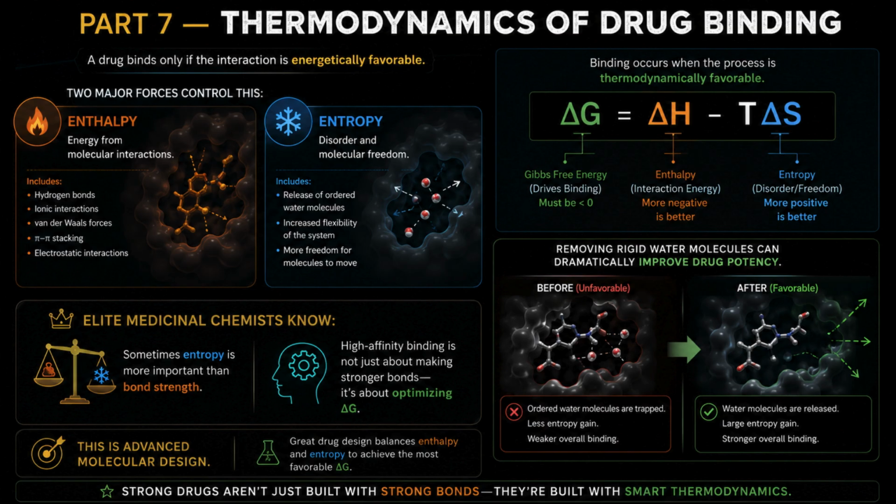Let's move to next. A drug only binds to a target if the interaction is energetically favorable. Two major forces control this process: enthalpy and entropy. Enthalpy comes from molecular interactions like hydrogen bonds and electrostatic forces. Entropy represents disorder and molecular freedom.